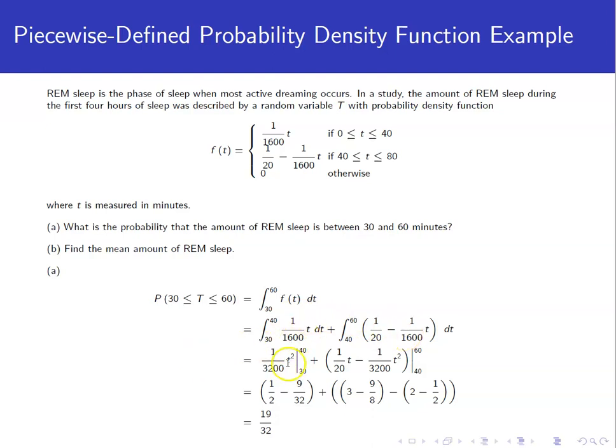The antiderivative of 1 over 1600 t is 1 over 3200 t squared. For 1 over 20, we get 1 over 20 t. And then again, we just said what we got for the 1 over 1600 t. Plug in our endpoints, simplify your arithmetic, and you get 19/32.